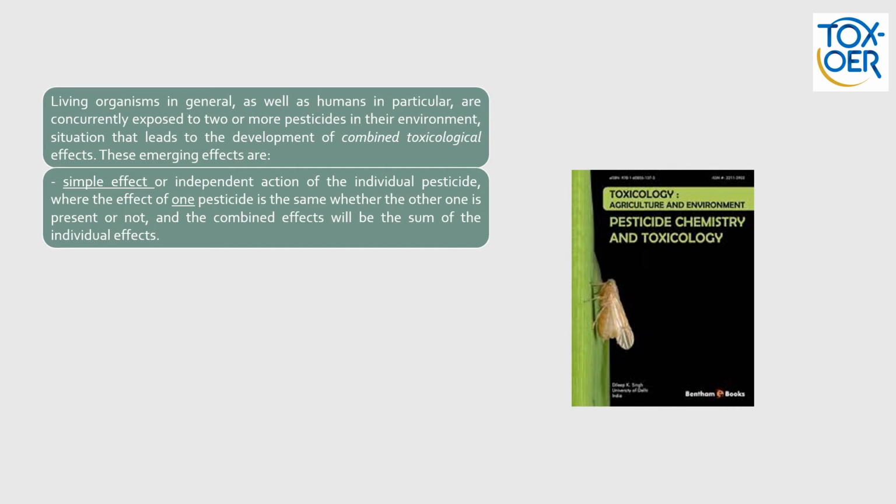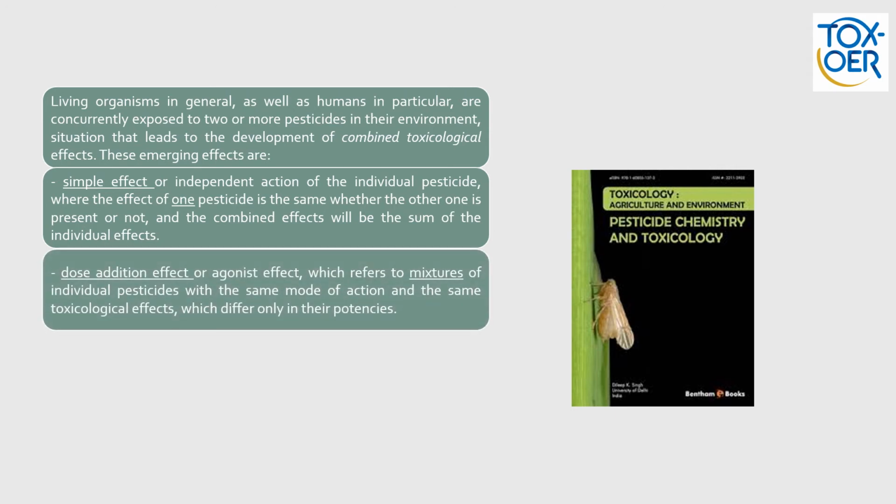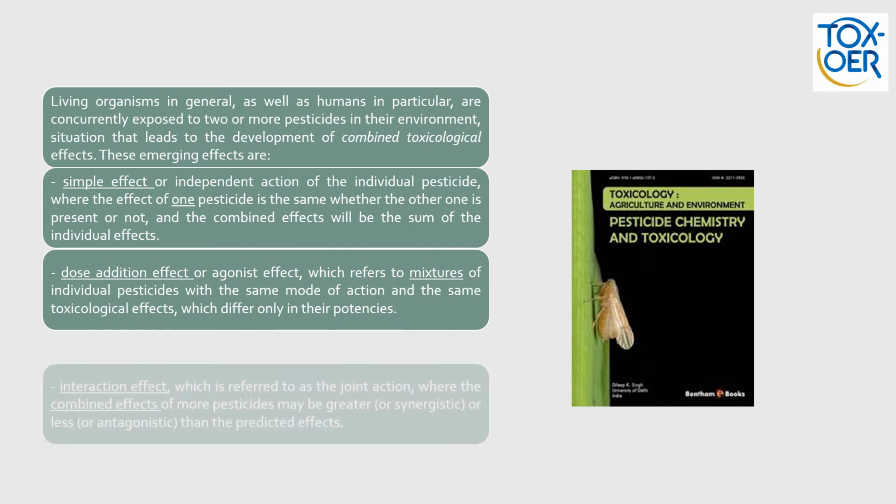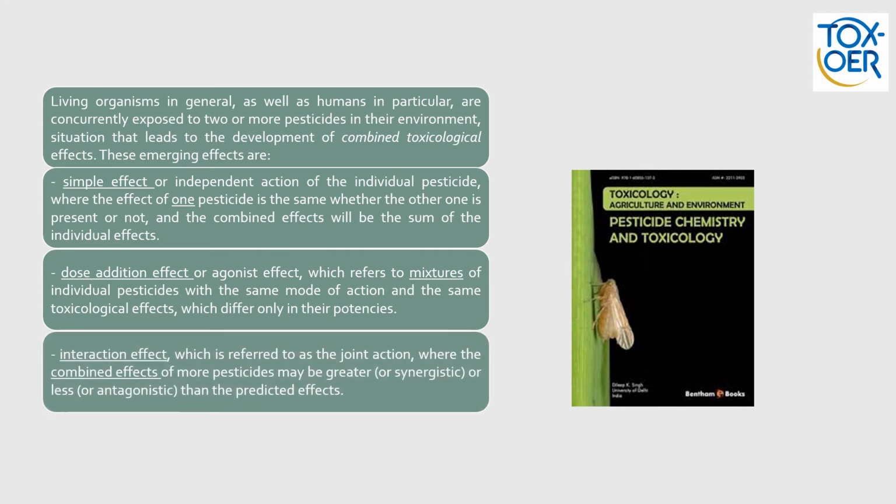Dose addition effect or agonist effect, which refers to mixtures of individual pesticides with the same mode of action and the same toxicological effects, which differ only in the potencies. Interaction effect, which is referred to as the joint action, where the combined effects of more pesticides may be greater, or synergistic, or less, or antagonistic, than the predicted effects.